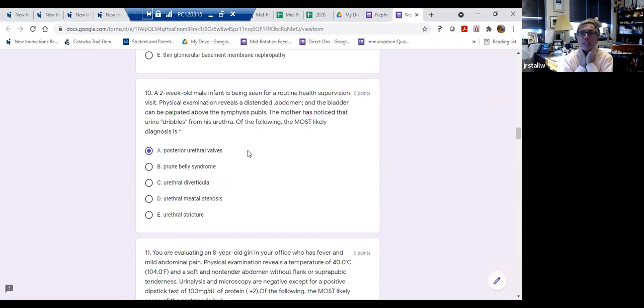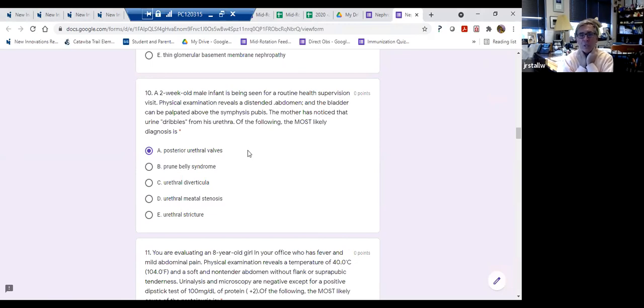Remember I tell you about pattern recognizers. If you see salmon colored rash, answer JIA, I don't care what the question is. If you see neonate dribbles, it's posterior urethral valves. I really don't care what the question is.